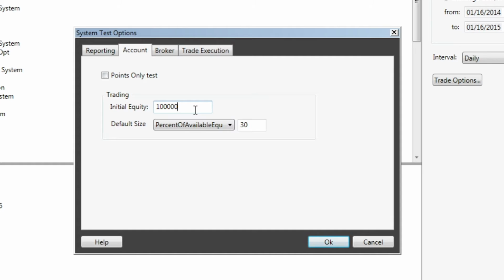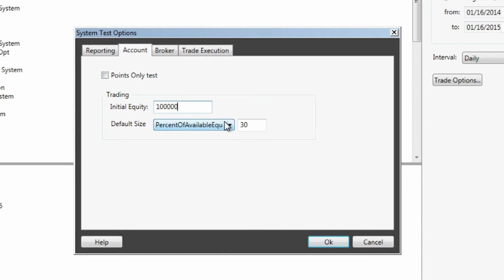This portion will ask you, how much money do you have in your trading account? Is it $1,000? Is it $1 million? Again, everybody's different, and that'll make a difference on how things can perform when they're testing. So let's go with the default here of $100,000.